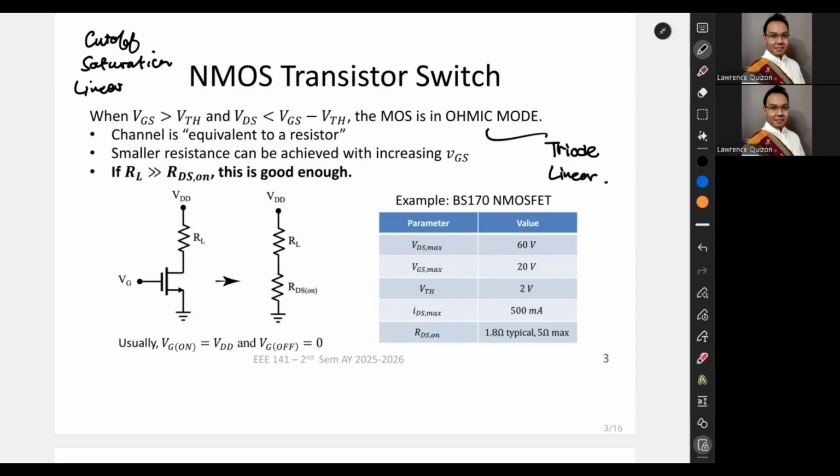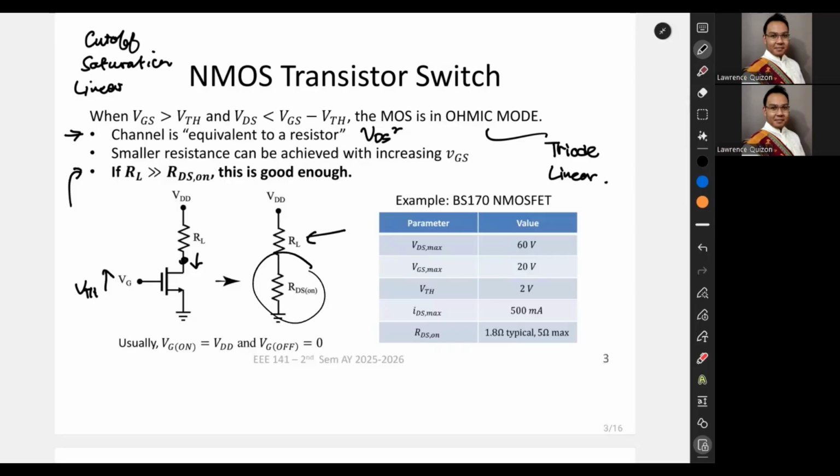Now, the behavior that we like from the NMOS here is that the channel is essentially equivalent to a resistor. More precisely, it's actually a function of VDS squared instead of VDS, which would be the resistor, but it's close enough. So a smaller resistance can be achieved by increasing the VGS. Now, if we want to use it as a switch, and the load resistor above the NMOS is much greater than the RDS on of the NMOS, then this is good enough for the purposes of a switch. So, shown here, if we increase VG to above VTH, and decrease VD such that it will turn into the triode region, then we get a voltage divider here.